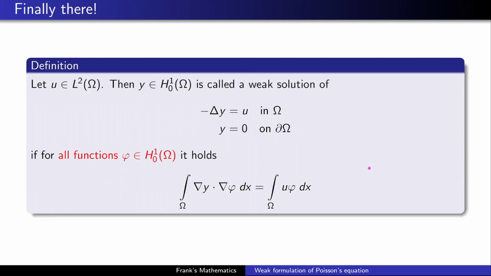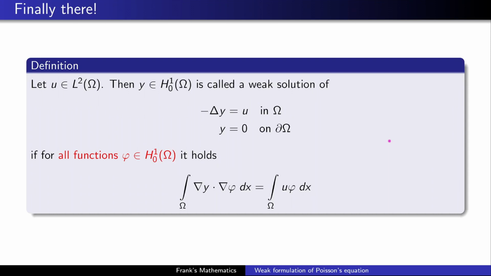This is now the definition of the weak solution of Poisson's equation. Again, u should be an L2 function. Then we call y in H01 a weak solution of this expression here if the integral expression here holds true for all functions in H01. This is the only difference to our definition before. In our definition before, we had here the test function space, but you can replace it by the space H01.